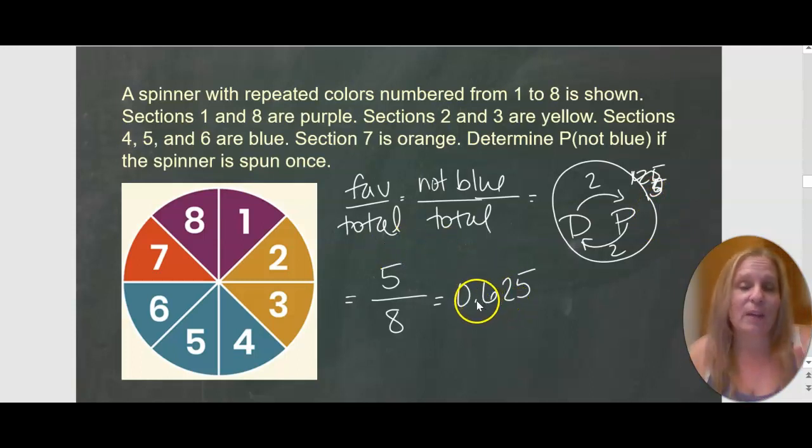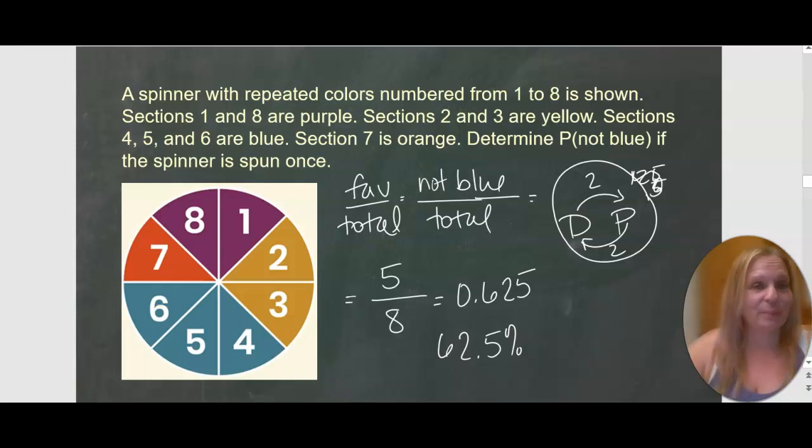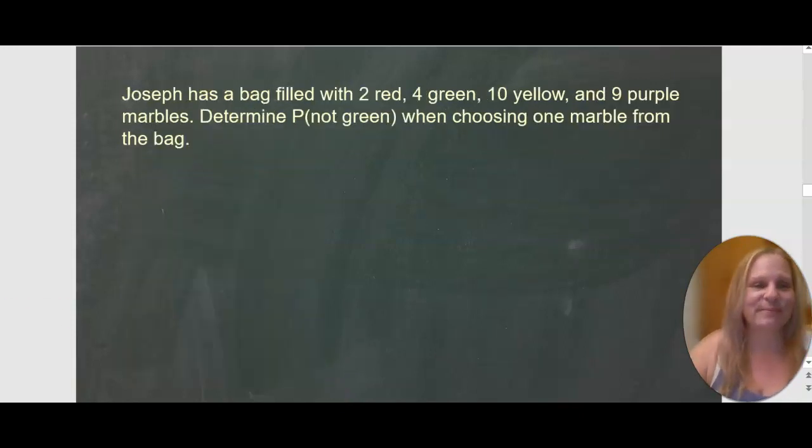So if I move this decimal point 2 to the right, then I will get 62.5%. That is the probability that the spinner does not land on blue, or lands on not blue.